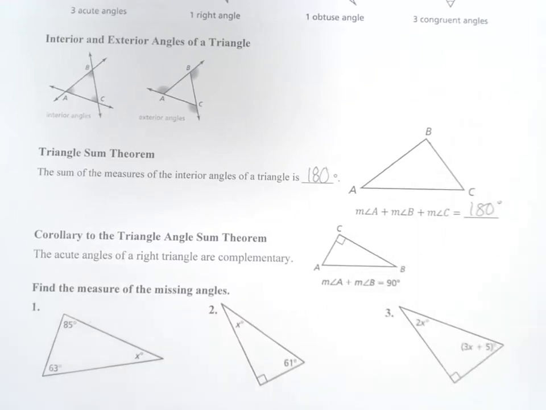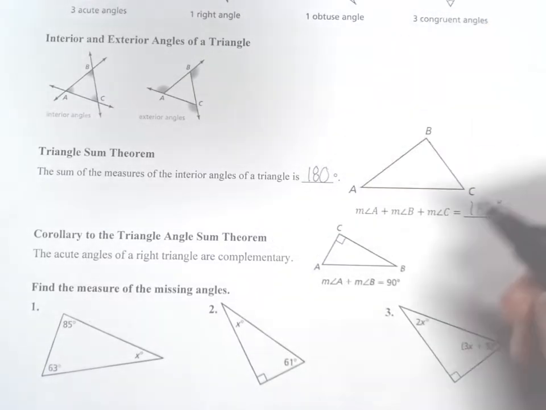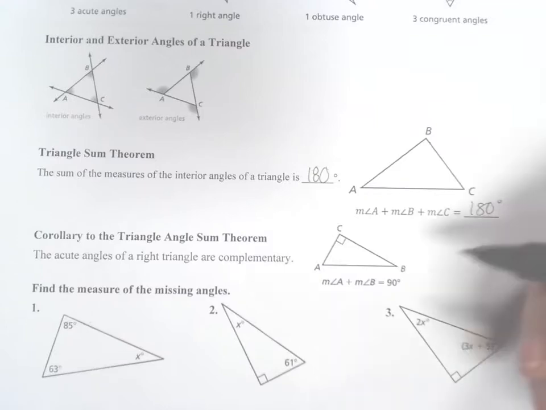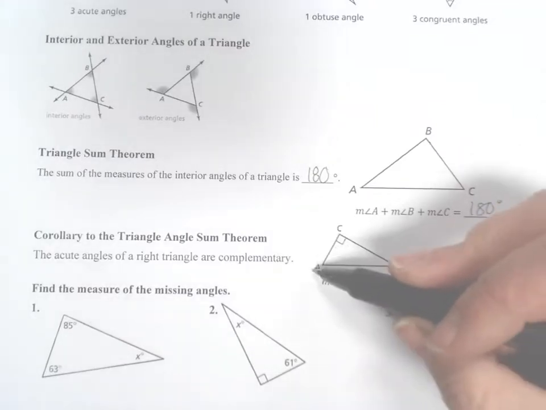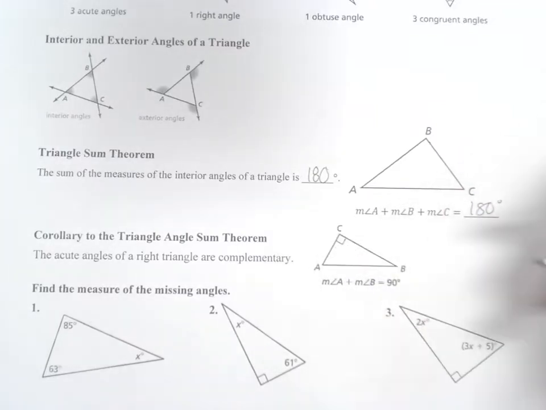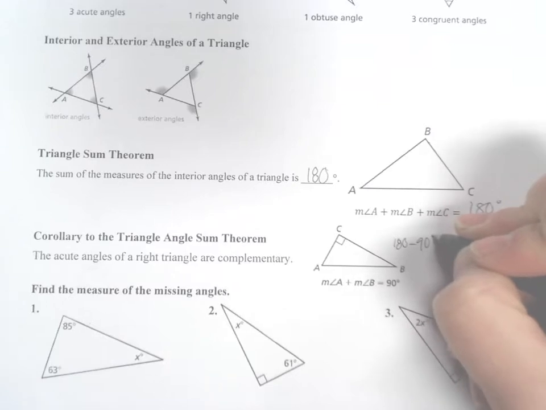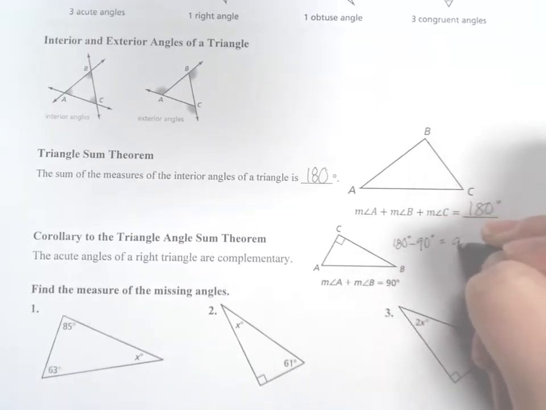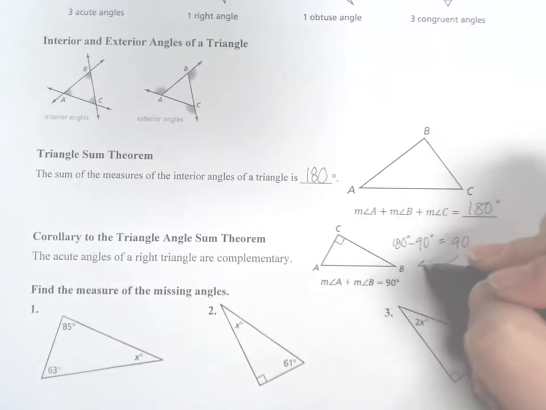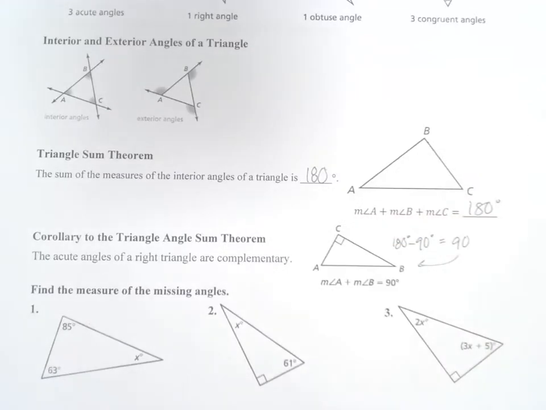So corollary, which is kind of just like a side result of this theorem, is that the acute angles of a right triangle are complementary. So if this is a right triangle, A and B would have to add together to equal 90 degrees, which should make sense because you'd have 180 total, and if you subtract the 90 degrees that you already have, then you'd have 90 degrees left to split between angles A and B.